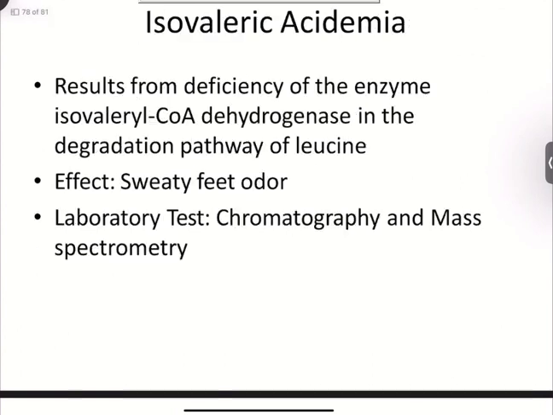Next is isovaleric acidemia. Your isovaleric acidemia results from deficiency of enzyme isovaleric coenzyme A dehydrogenase in a degradation pathway of your leucine. So, ano namang tumataas sa kanya? It is your leucine. Okay? Sweaty feet odor of your urine. Okay? Laboratory test, chromatography, and mass spectrometry.